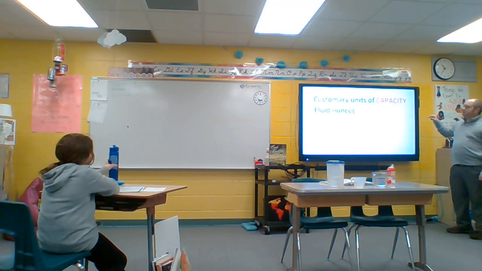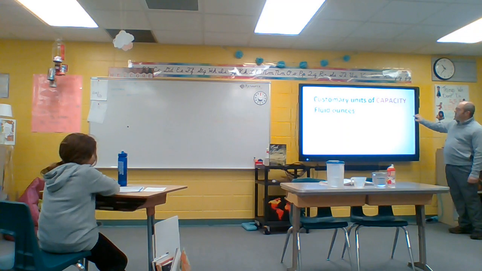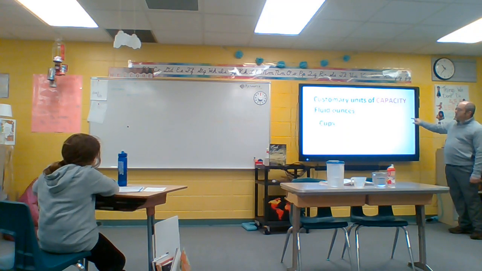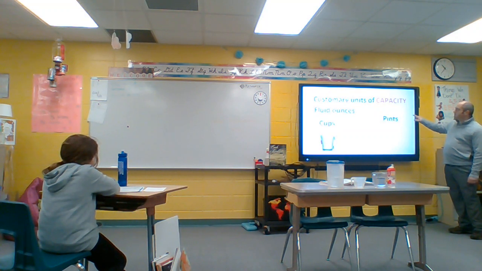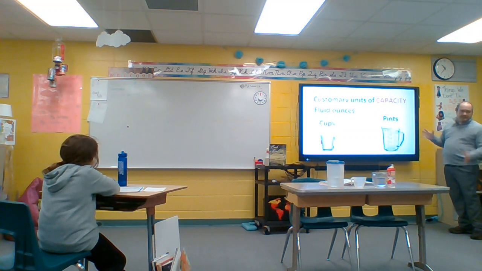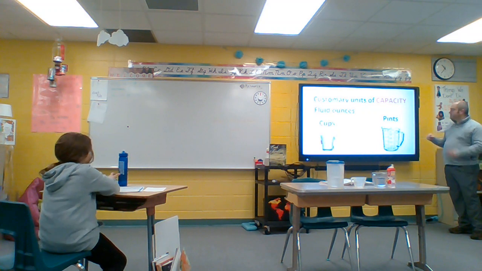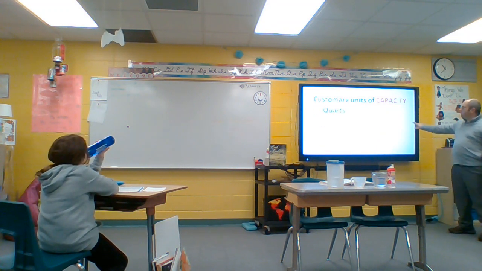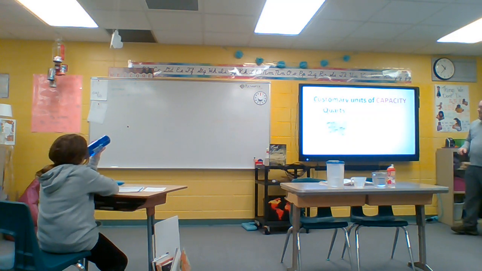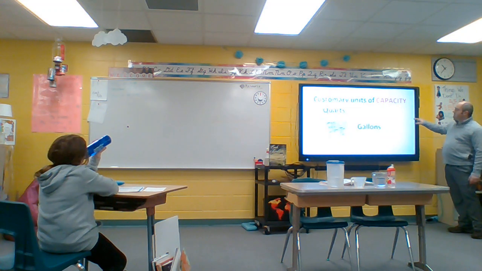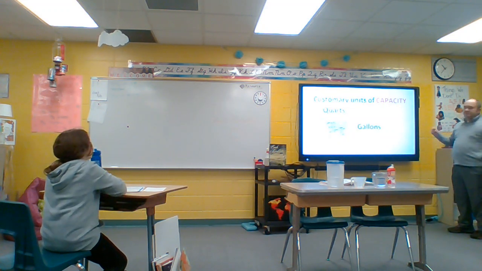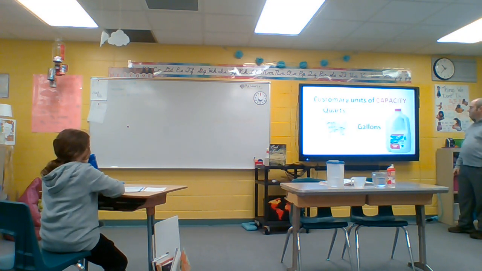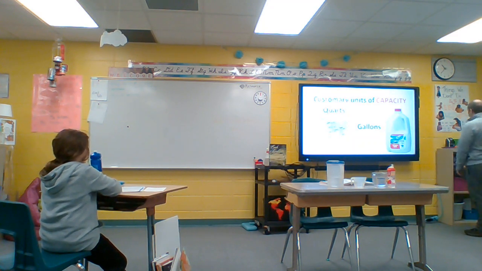Liquid units being customary units of capacity. They would be fluid ounces, which are the smallest. Then we have cups, which would be 8 fluid ounces. Then we go up to pints. You've heard of a pint of ice cream? They're measured in pints. And then after pints, 2 pints would equal a quart. Sometimes you get quarts of orange juice. And then we have gallons. What do you buy in gallons? Milk.